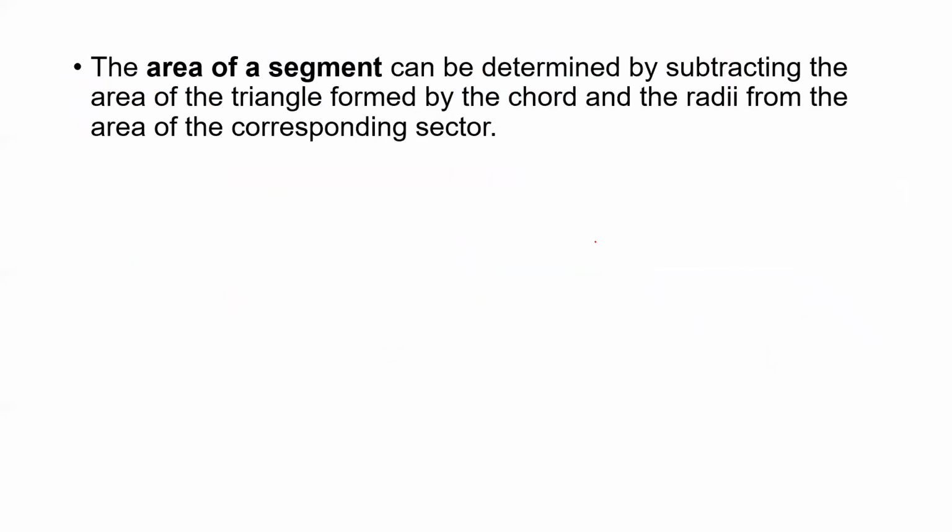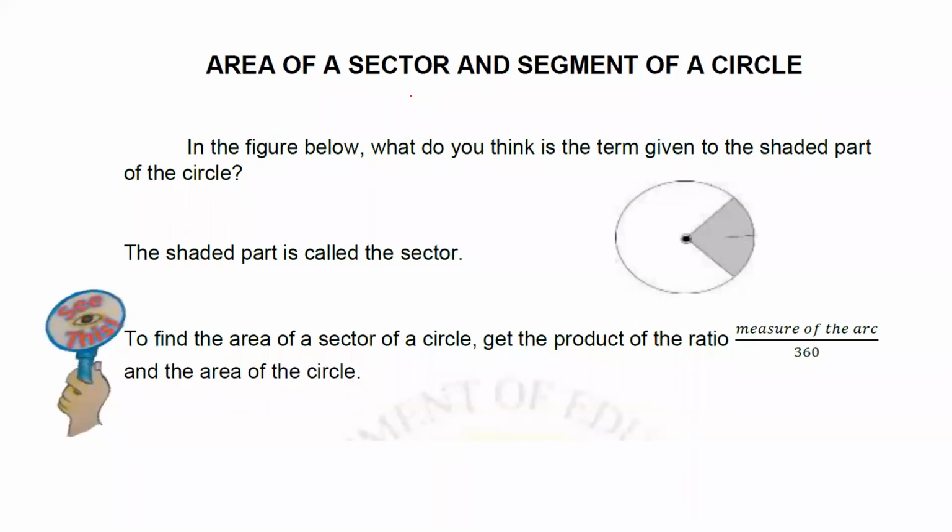Okay. So, next is area. Area of a segment can be determined by subtracting the area of the triangle formed by the chord and the radii from the area of the corresponding sector. This shaded part is the sector. To find the area of the sector, get the product of the ratio: the measure of the arc divided by 360 with the area of the circle.